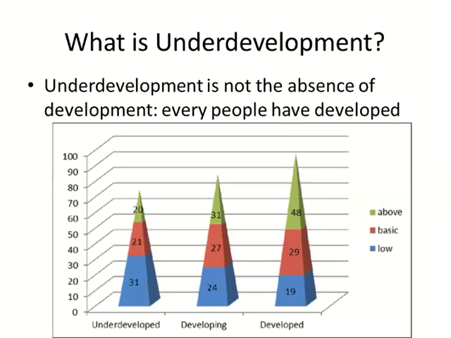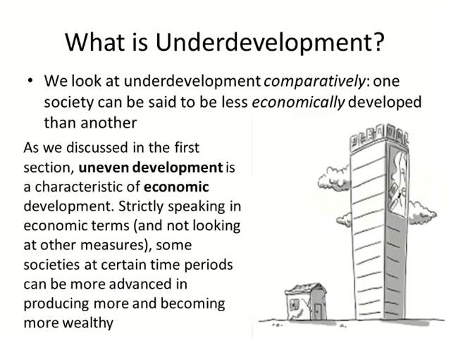So what is underdevelopment? As I said earlier, every people have developed everywhere in the world. So underdevelopment is not the absence of development. Basically, we look at underdevelopment comparatively. One society can be said to be less economically developed than another. Remember, we are looking at economic development. We are not looking at development completely.